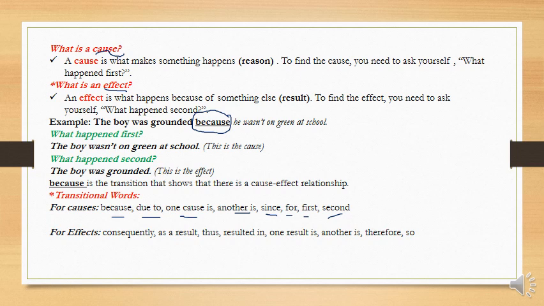Now for effects, we are going to also read some of the transitions. When you see the word consequently, as a result, thus, resulted in, one result is, another is, therefore, and so, it means you have a statement of an effect here. That's why we are using these words.